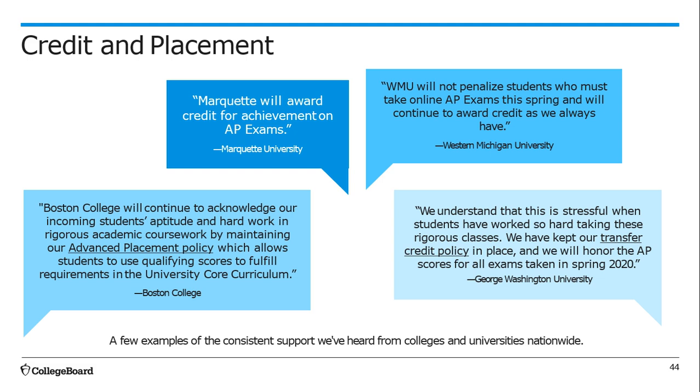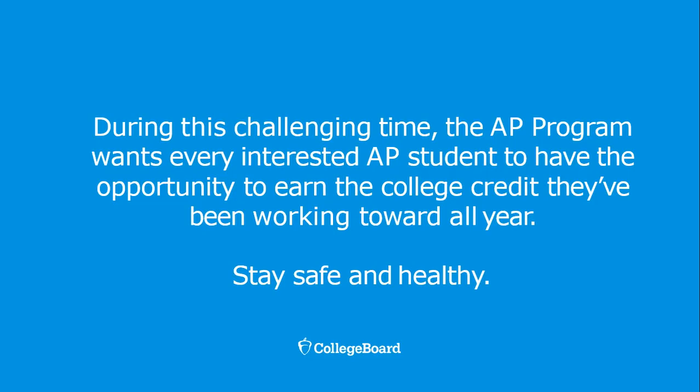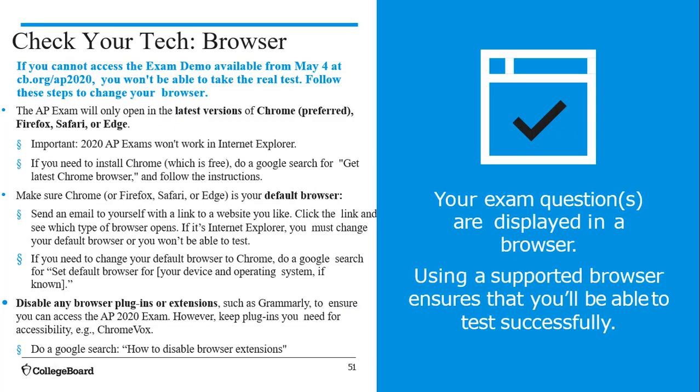But colleges, a few examples of the consistent support we've heard from colleges all over. During this challenging time, AP program wants everyone interested in AP to have the opportunity to earn the college credit they've been working toward. Stay safe and healthy. You guys, College Board has done their best because they lose all credibility if they can't give you college credit. This is literally their business model. Without the ability to get college credit, they go out of business. Whether they're a nonprofit or not, trust me, you're going to get your college credit if you get the right grades.